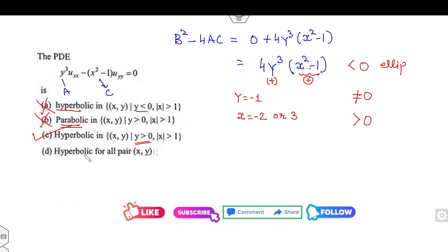Hyperbolic for all pairs, that's wrong, because if I choose one pair in which y is 0, clearly this number will be 0, and in that case it is parabolic. Moreover, if I choose x as 1, y can be any value, then again it is parabolic. So hyperbolic is not possible for all the cases. The right answer is C.